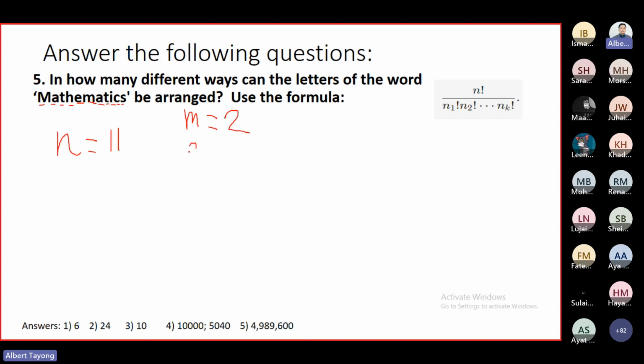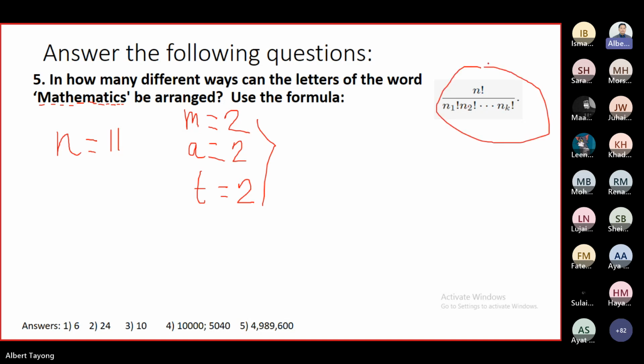And we have a and t is equal to 2. So only these 3 are being duplicated and the rest are all unique. Like h, only 1, e, and so on. So only for this, we're going to use this formula. We have n factorial over n1 factorial, n2 factorial, up to nk factorial, where nk is the last element being duplicated. And we're looking at the frequency, more than 1.